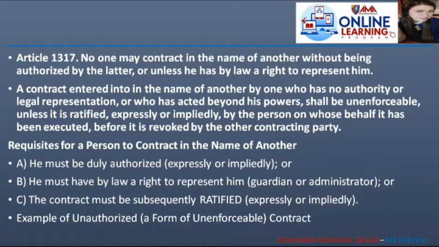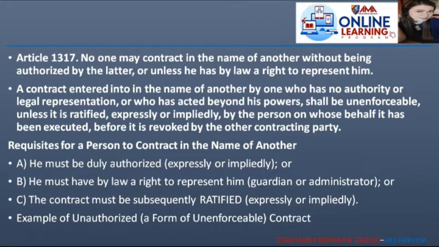So, a contract entered into in the name of another by one who has no authority or legal representation or has acted beyond his powers shall be unenforceable unless it is ratified expressly or impliedly by the person on whose behalf it has been executed before it is revoked by another contracting party. So, kung halimbawa, ginamit yung pangalan mo sa kontrata ng ibang tao na wala ka naman authority na binigay sa tao na yon, yung contract na pinasok niya, tawag natin doon, unenforceable contract. So pwede lang maging okay yun, class, kung meron na naman tayong remedy.